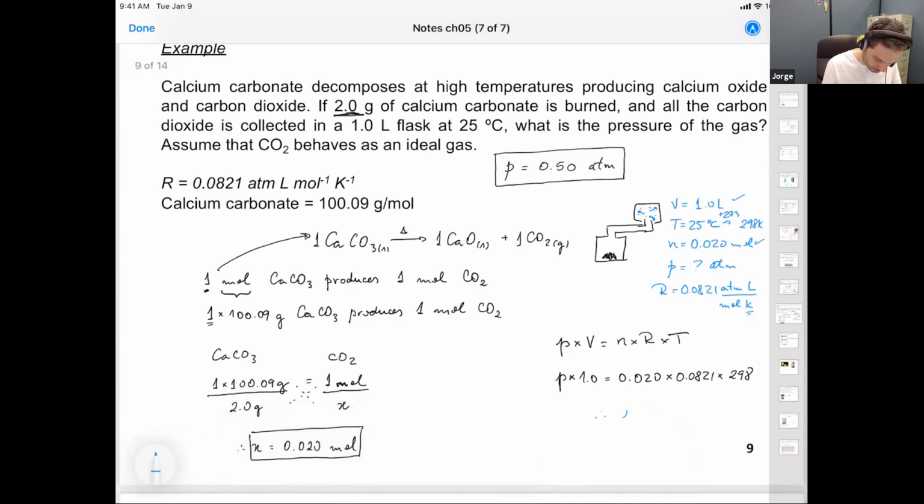Therefore, the pressure that the gas creates in this flask at those conditions is, according to my numbers here, 0.50 atmospheres, atm. And that is the final answer.